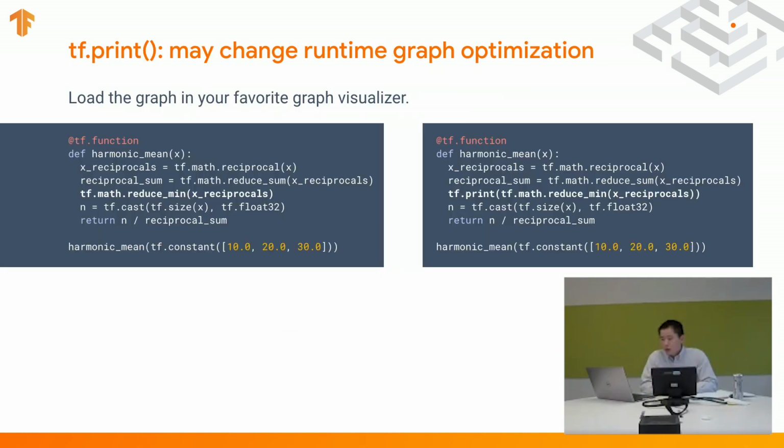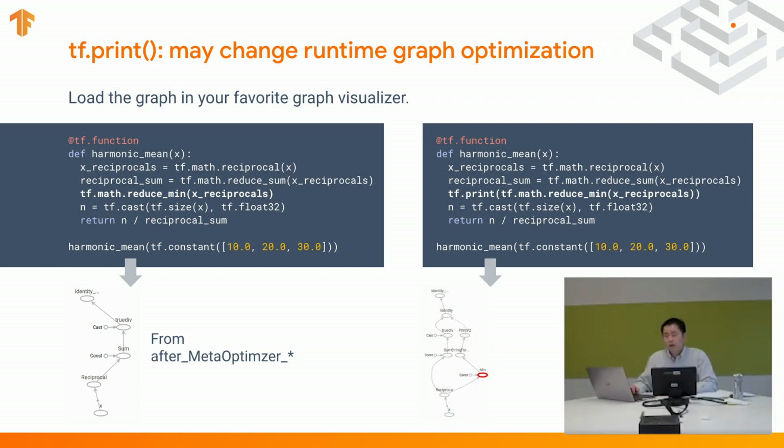Using the technique here, you will be able to compare the runtime graph of the two code snippets that we have seen before. In the code snippet on the left and also the graph on the left, you see that the mean op is not present because it's pruned away by Grappler. However, in the code snippet on the right and also the graph on the right, you can see that the mean op is present and it feeds input into the two ops that correspond to tf.print.